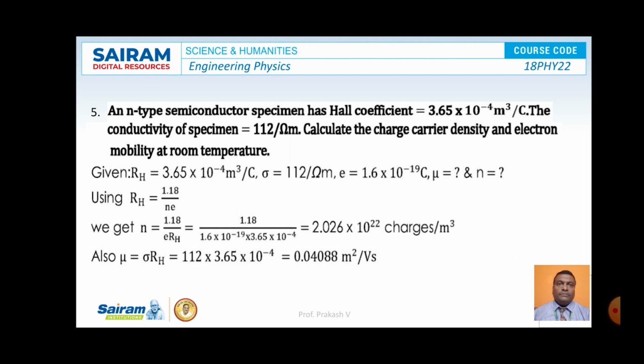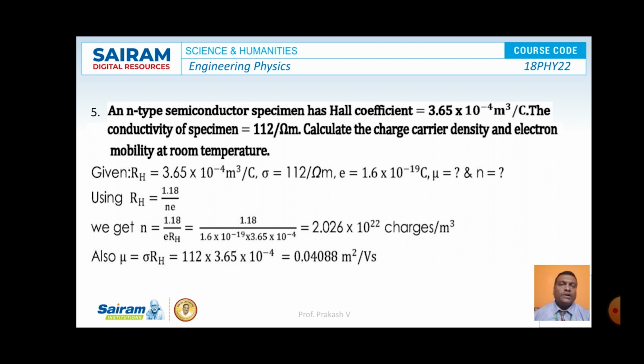The fifth problem: an n-type semiconductor specimen has Hall coefficient 3.65 × 10^-4 m³ per coulomb. The conductivity of the specimen is given as 112 per ohm meter. Calculate the charge carrier density and electron mobility at room temperature. So here the values of RH, electrical conductivity sigma, and charge of the electron are given, and you have to calculate mu and n.